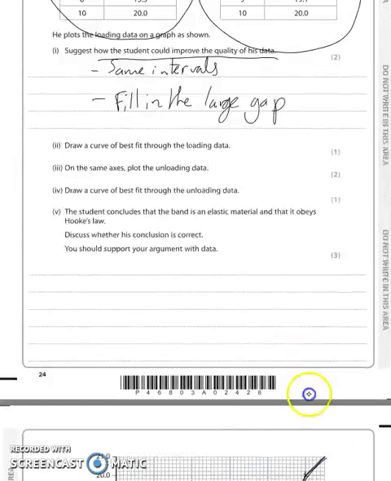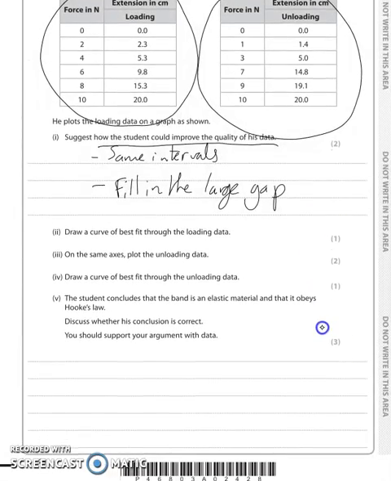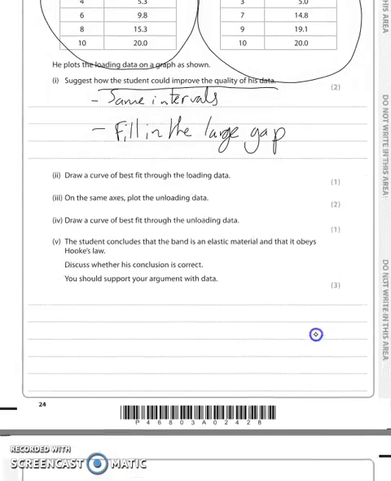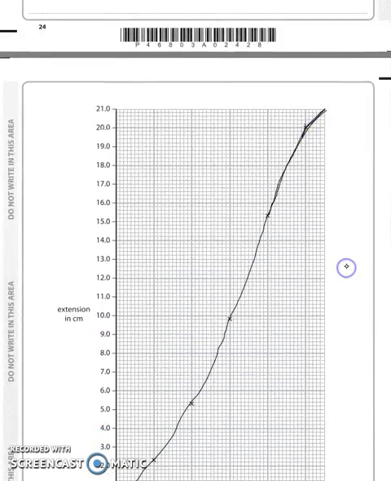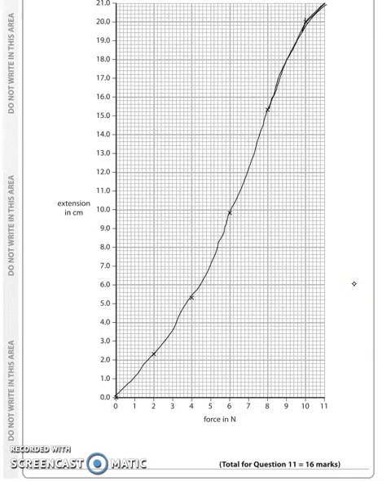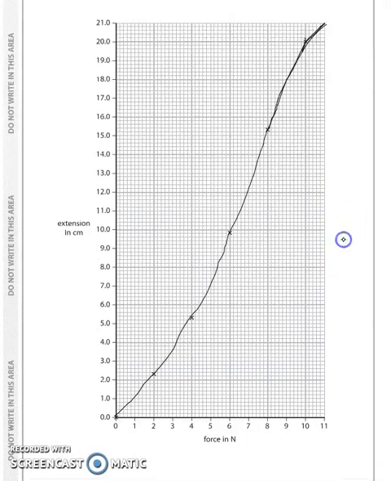On the same axis, you would plot these. I'm not going to plot those here, but you can plot them, and then you draw the same sort of curve of best fit going through them. They're going to check that you've got the plots in the right places first, so be very careful.